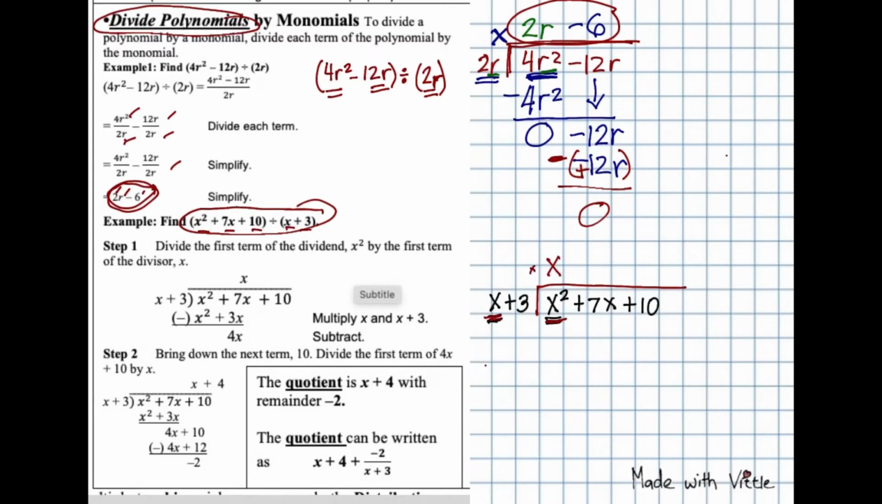Now multiply that x by the x. That's going to be x squared. Now you also have to multiply that answer by the other term in your divisor. That's x times 3, which is positive 3x under that 7x. Now we have to subtract down here.